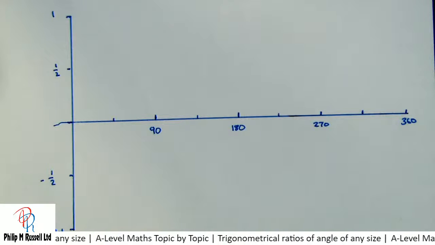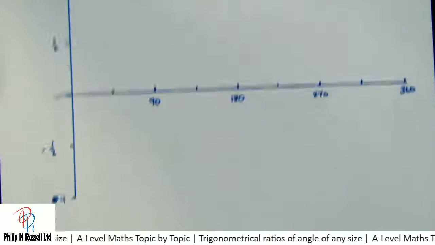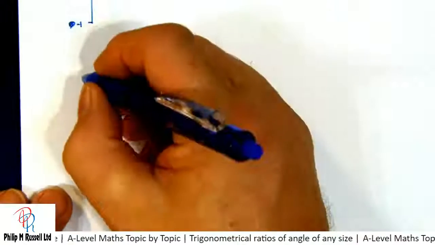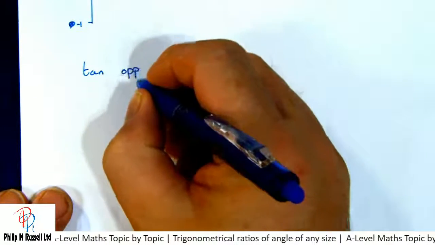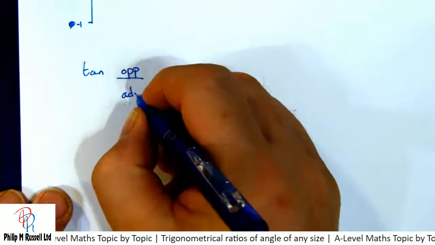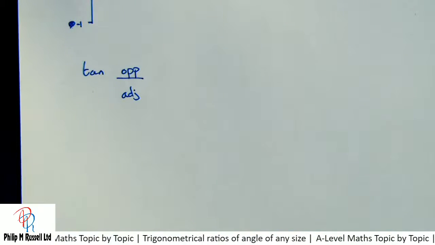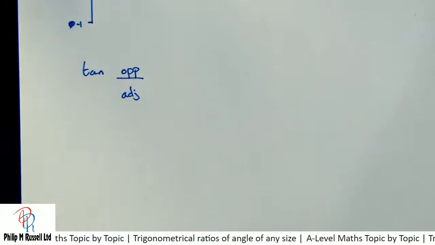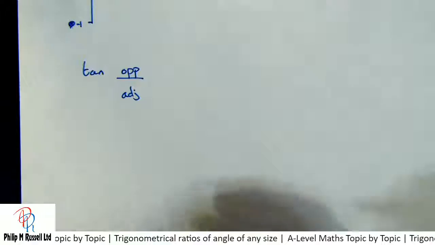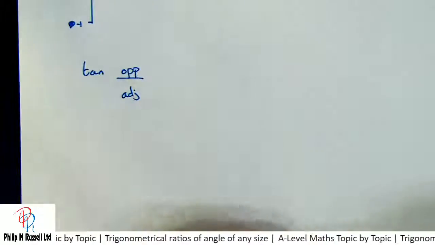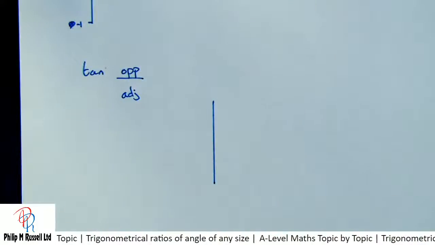Our tangent is, as we know, a different relationship. Our tangent is our opposite over our adjacent. So we know that, and so what we've got to do is try to do these projections of these things onto both axes.